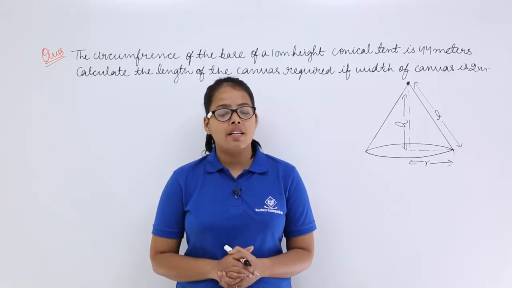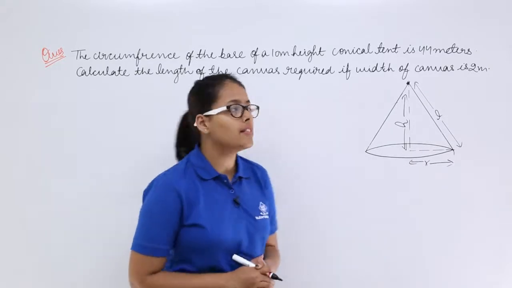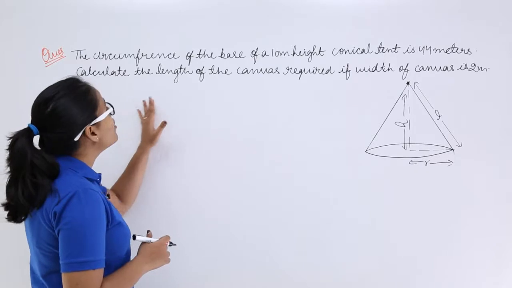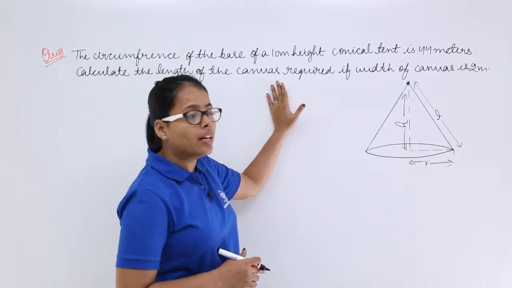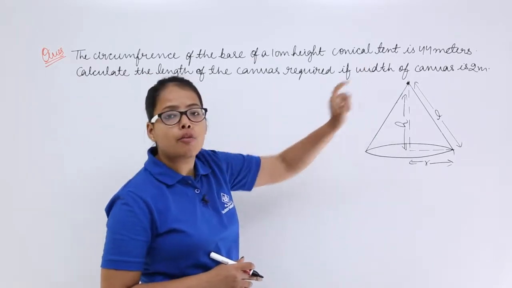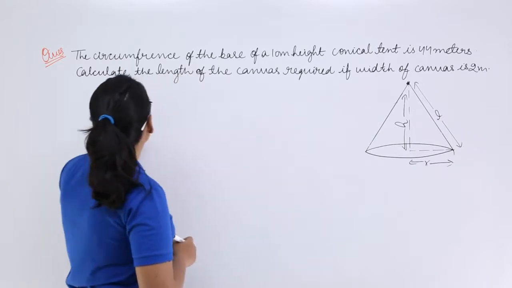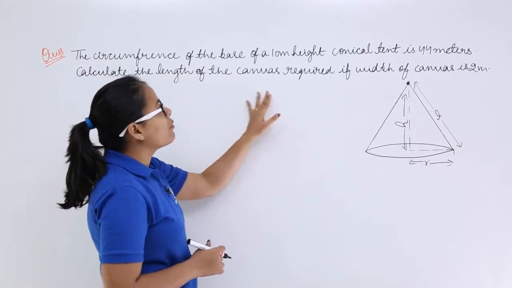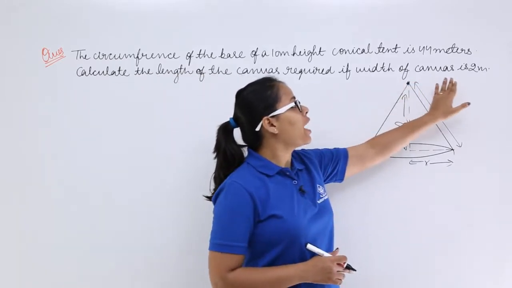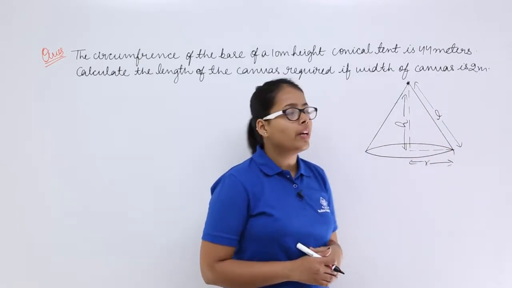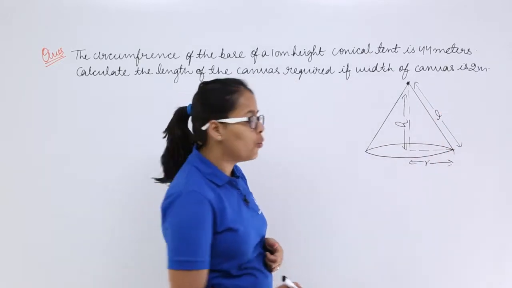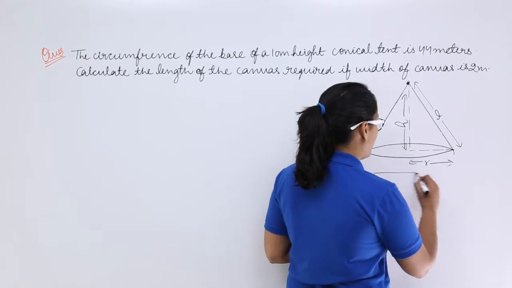Hey guys, let's understand this problem which says the circumference of the base of a 10-meter height conical tent is 44 meters. Calculate the length of the canvas required if the width of the canvas is 2 meter. As you know, the canvas is going to be in the shape of a rectangle.